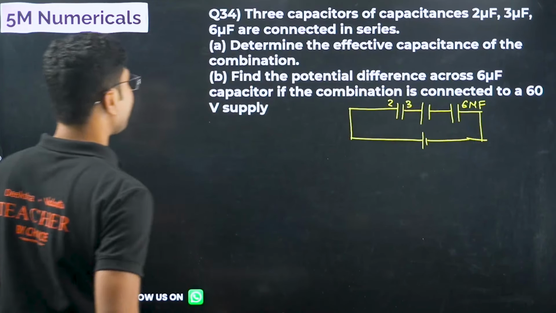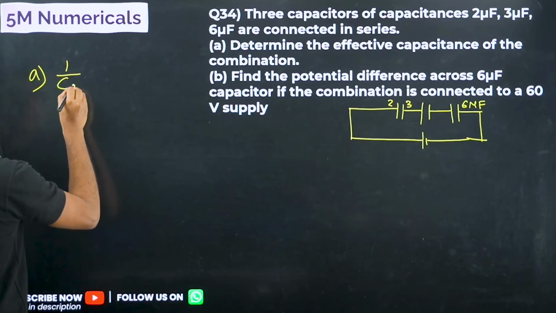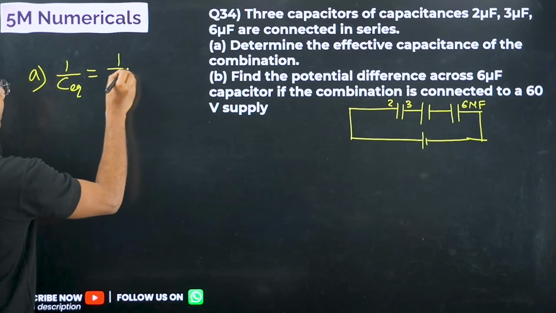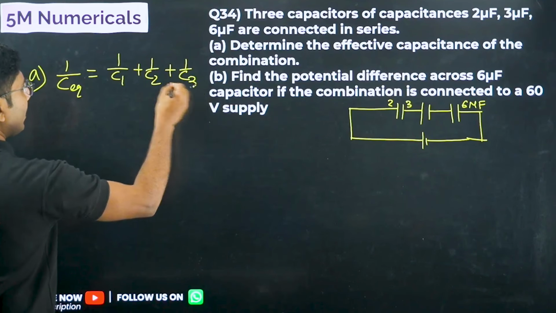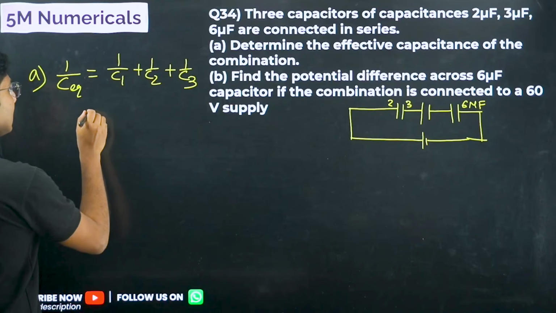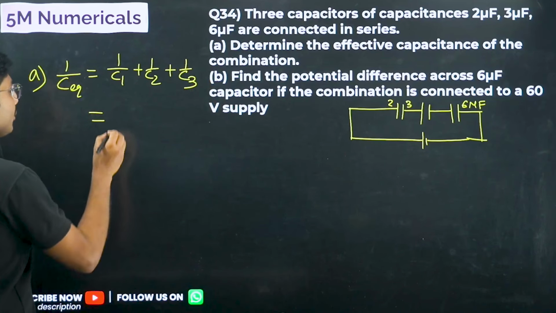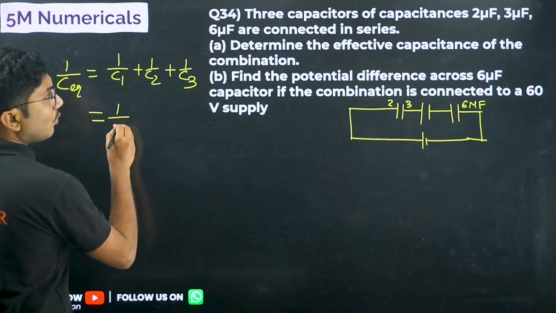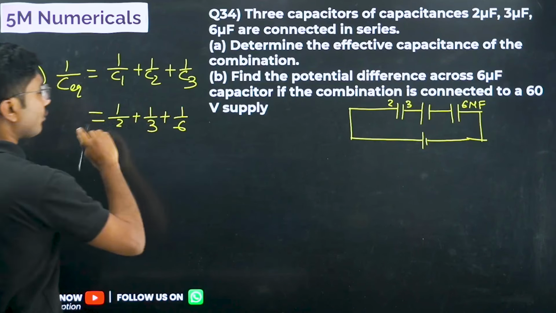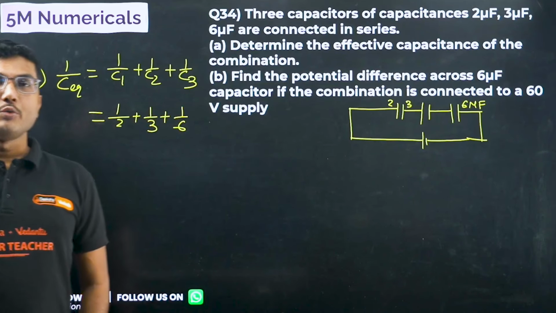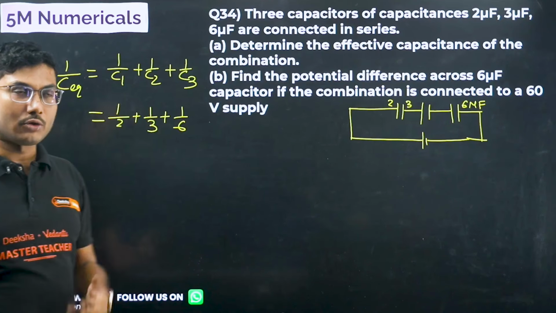Now the first stage is to calculate the effective capacitance. How to calculate it for three capacitors connected in series? The equivalent capacitance will be 1 by C1 plus 1 by C2 plus 1 by C3. In case of 2 you know the shortcut C1 C2 by C1 plus C2, but here we have 3, so we cannot use that shortcut. So 1 by 2 plus 1 by 3 plus 1 by 6. The 10 to the power of minus 6 factor we have not used here because it is common and our result will also be in microfarad.